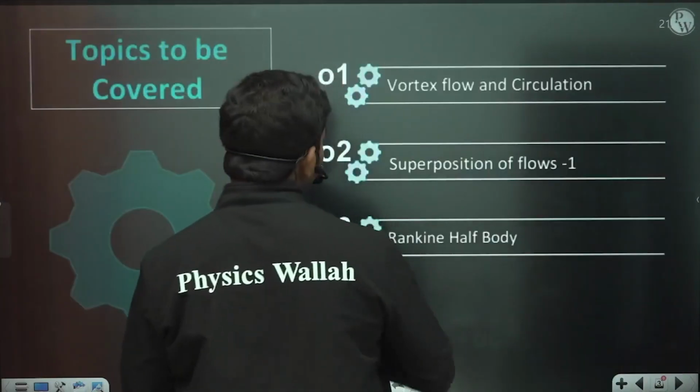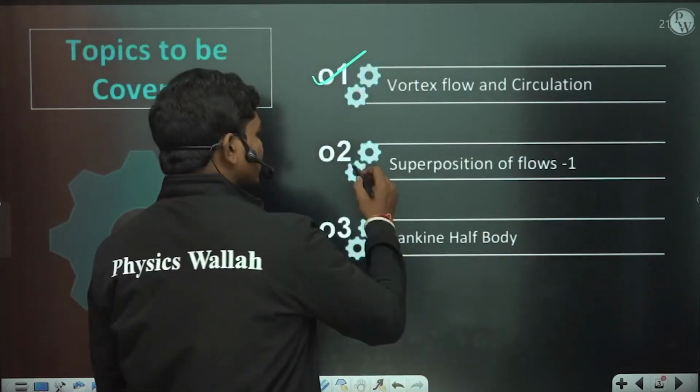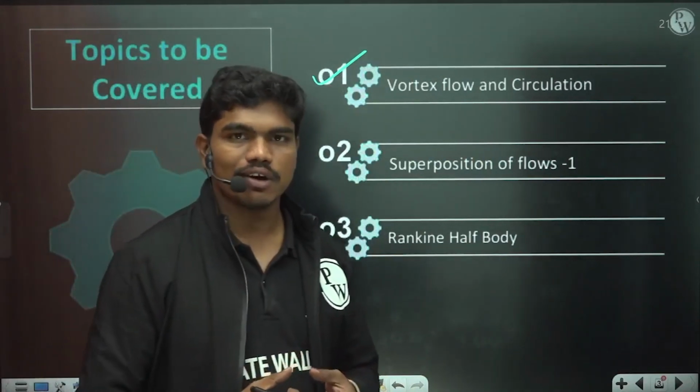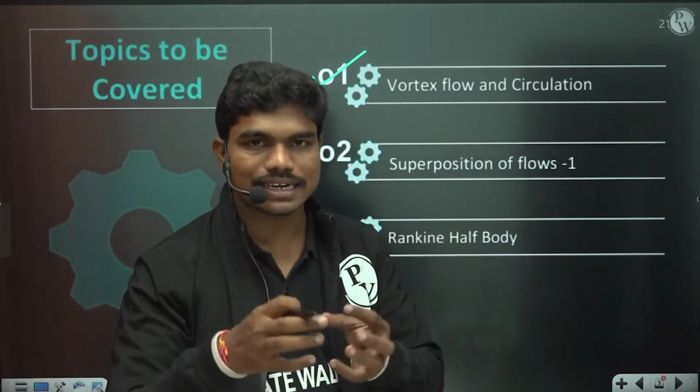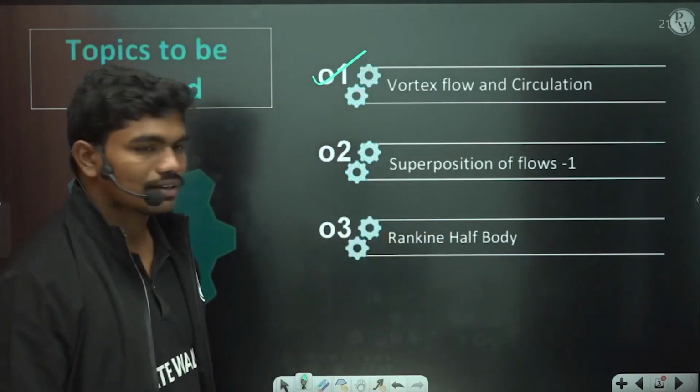So let us see. We will discuss the case of vortex flow and circulation in this lecture, and also we will see the superposition of flows. We have seen one superposition already. If you superpose a source and a sink, that gives a doublet. We have seen that. Now we'll also see the case of a Rankine half body.